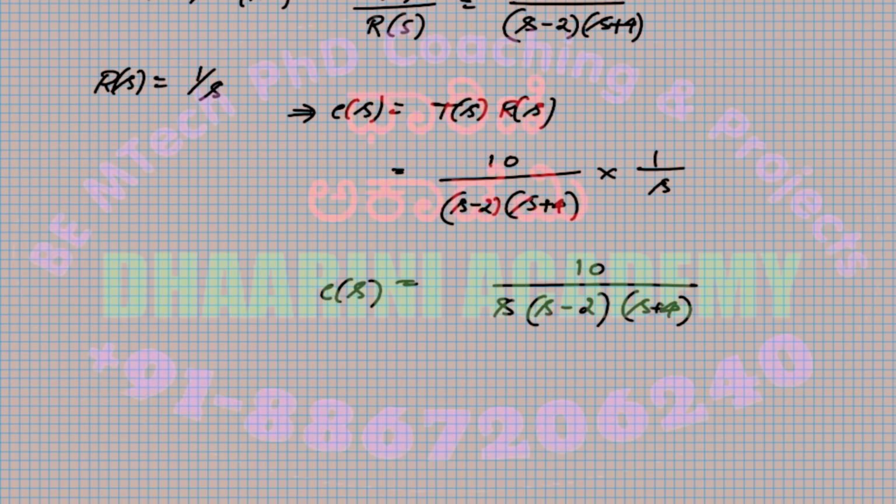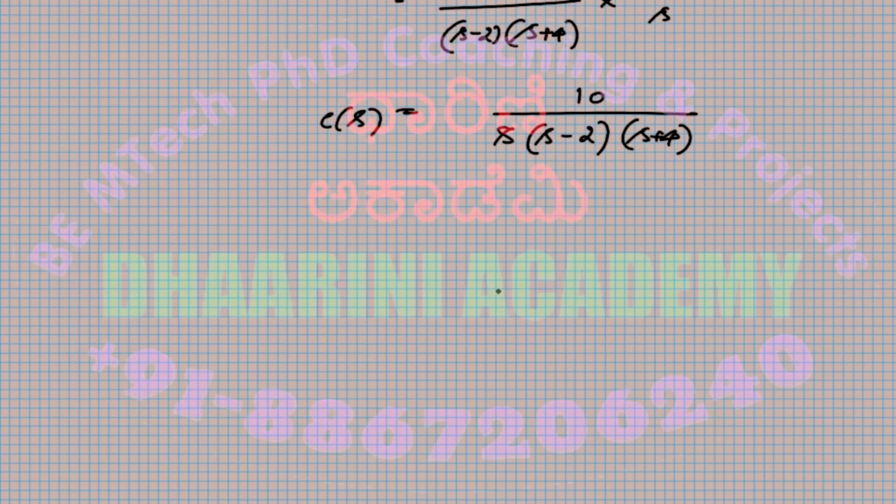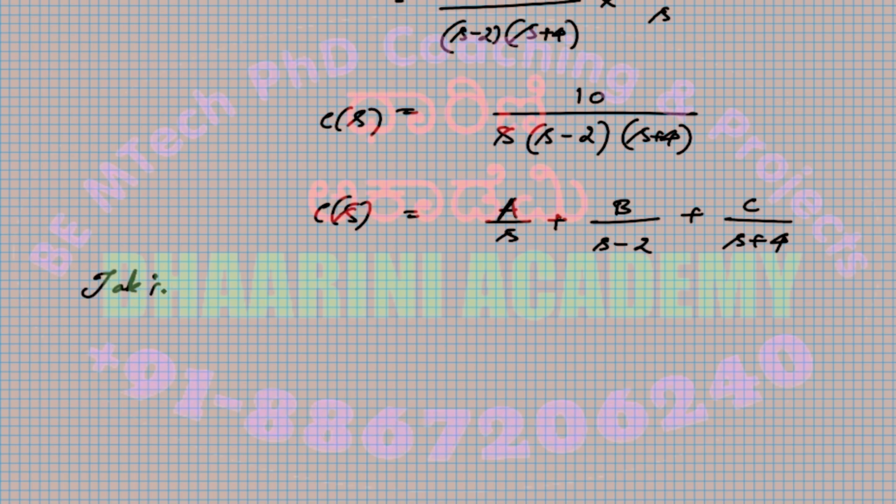If we want to find C of t, then I have to go for the partial fraction here. So we'll write this as A by S plus B divided by S minus 2 plus C divided by S plus 4. This is the C of S. Now, taking inverse Laplace. Let's not find out A, B, C; that's not our issue as of now. Taking the inverse Laplace transform, I'll get C of t.